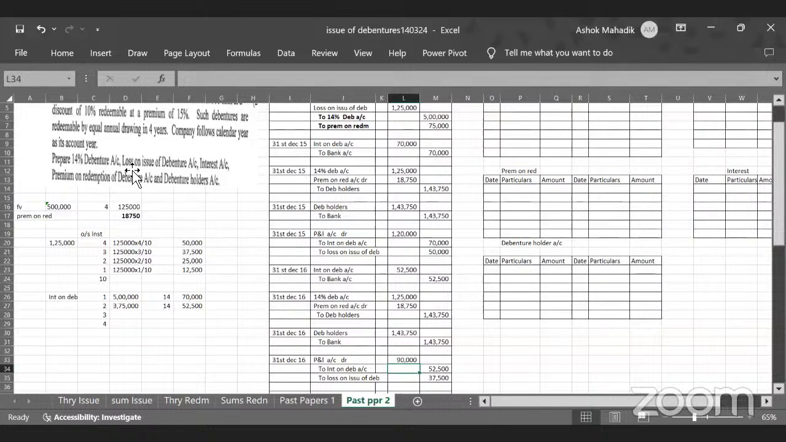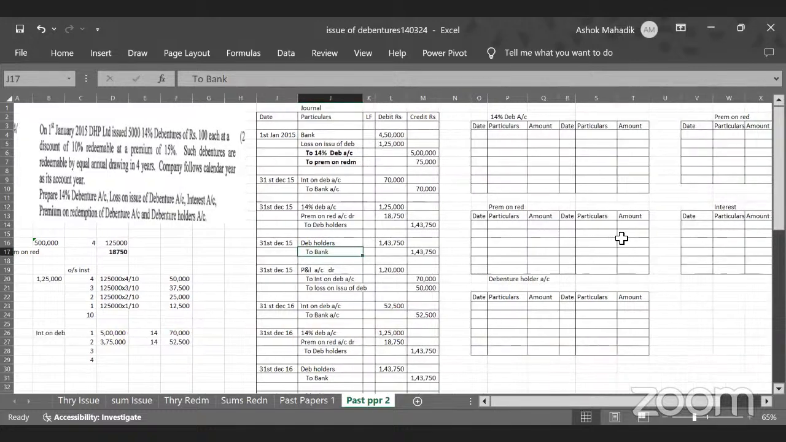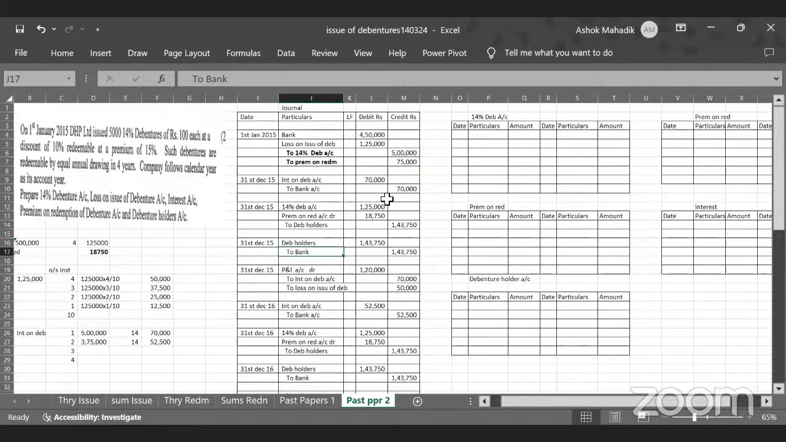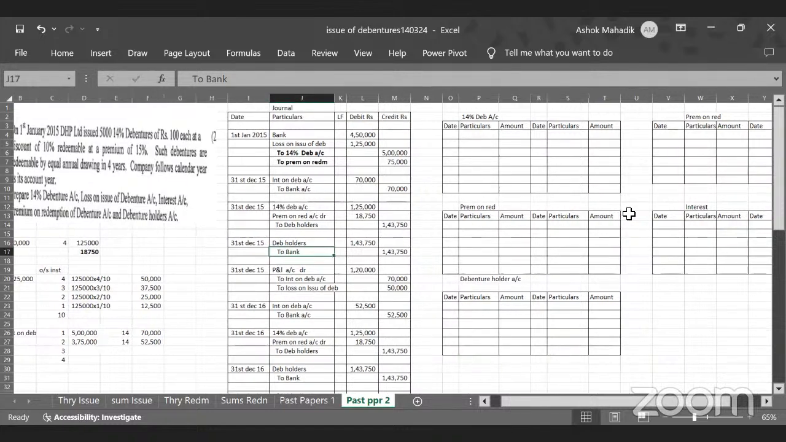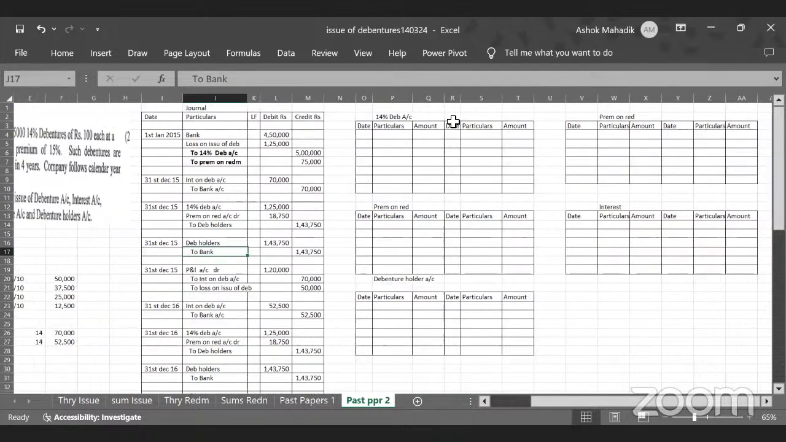Now in this sum, they have asked us to prepare ledger accounts and not pass the entries. But since we are solving this ledger type of sum for the first time, I have shown you all the entries. In the exam, you will not pass these entries. You can directly go to the ledger accounts. I'll show you how to prepare ledger accounts. First, I'll show you how to post the entries from journal to ledger, and once you understand that, you can directly post the entries into the ledger account.